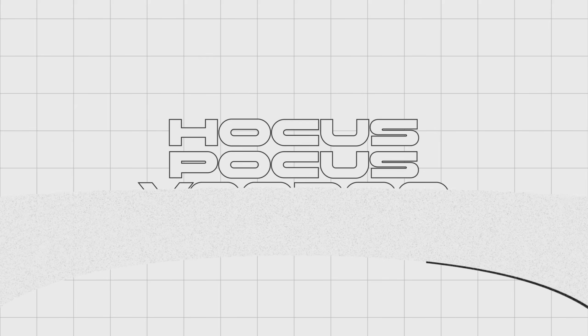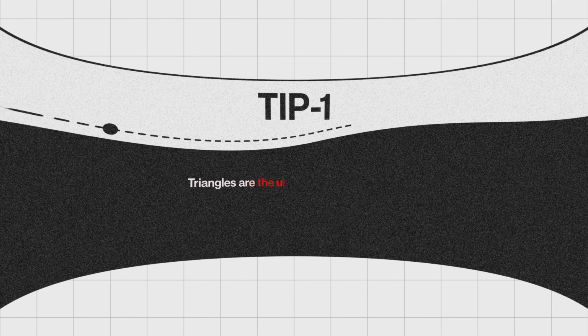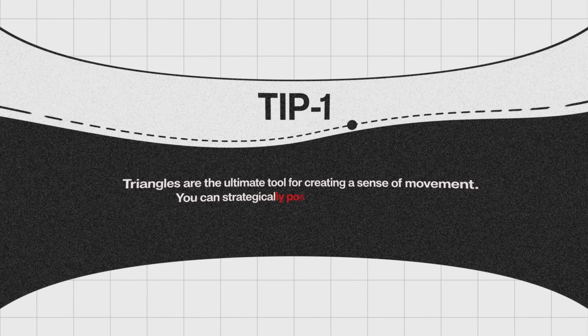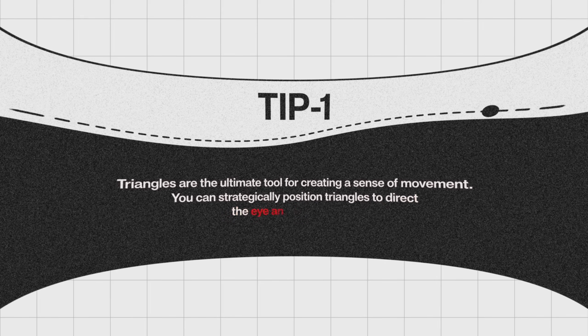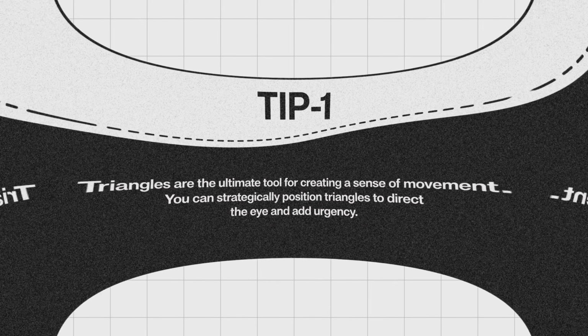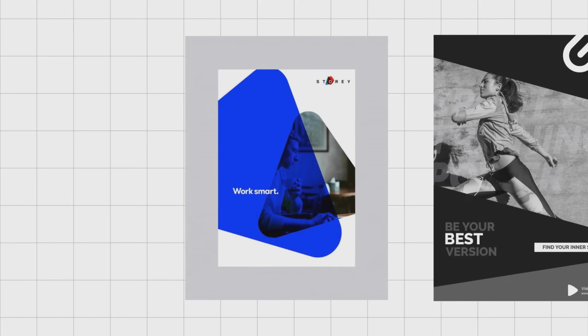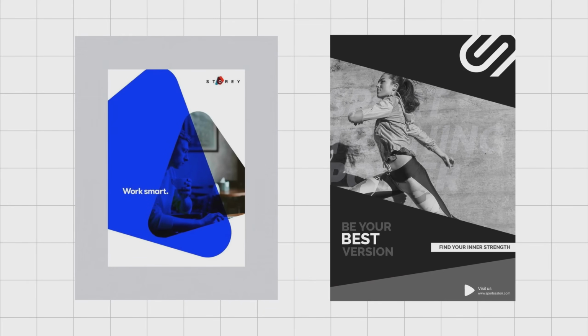So the first hack or pro tip is that triangles are the ultimate tool for creating a sense of movement. You can strategically position triangles to direct the eye and add urgency. Try using upward pointing triangles to imply growth and ambition, or downward ones for grounding and stability.